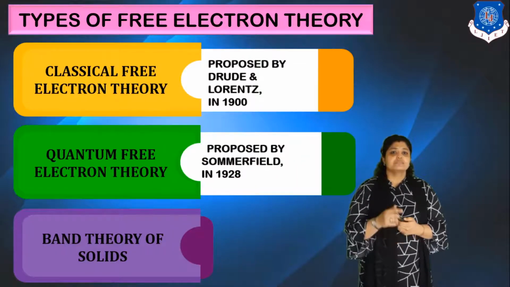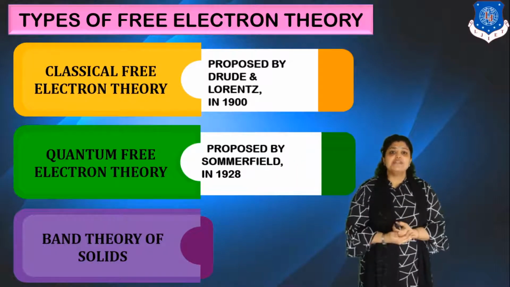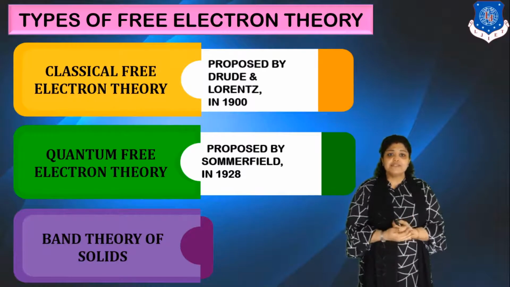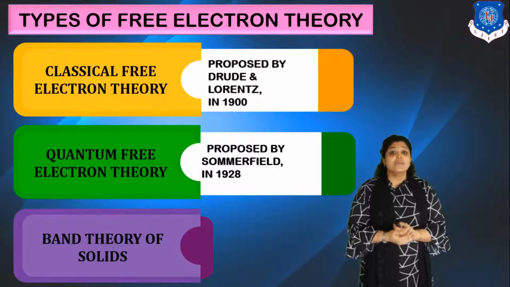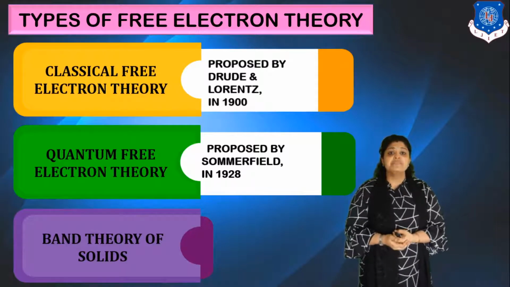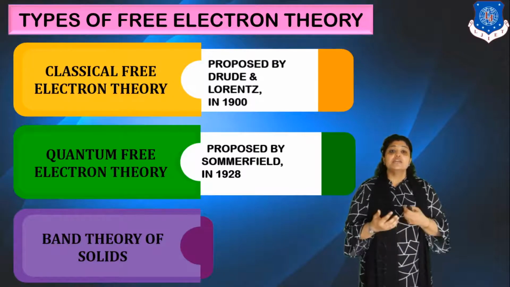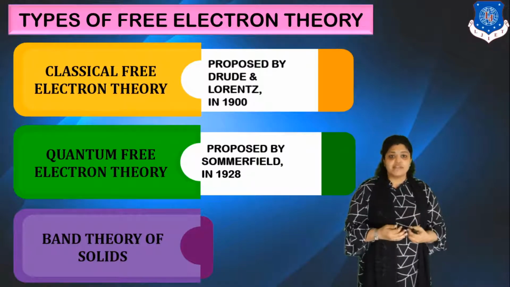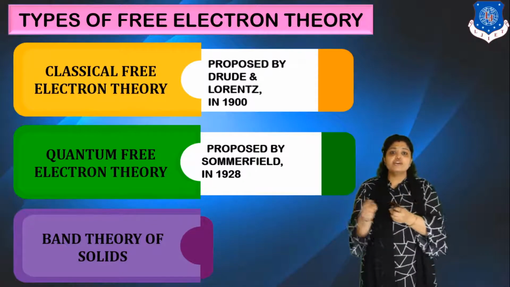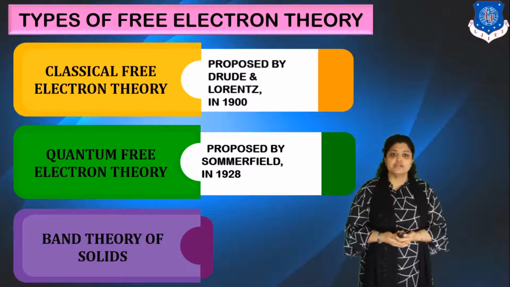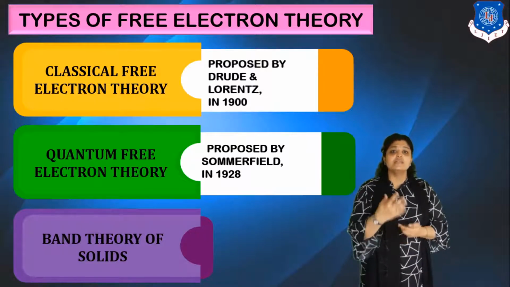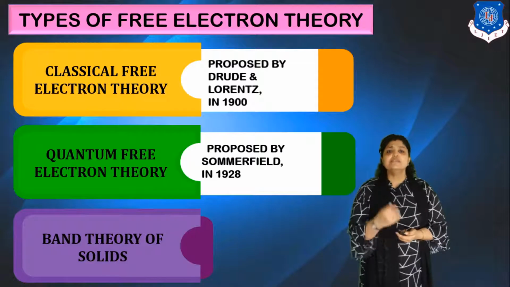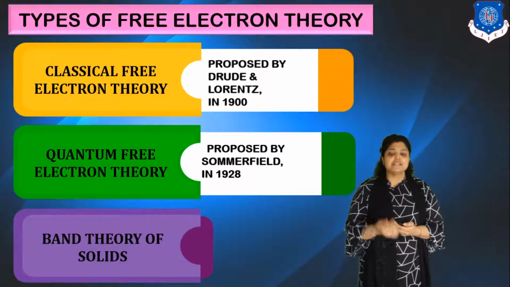Next theory. Now the classical free electron theory had some disadvantages which were rectified 28 years later by Sommerfeld, that is in the year 1928, when he proposed the quantum free electron theory. The quantum free electron theory uses the concept that electrons have wave nature and electrons, when they move across the lattice, they move in a fixed potential. This theory solved many issues or problems which were with the classical free electron theory, but this theory also failed because it had some disadvantages.